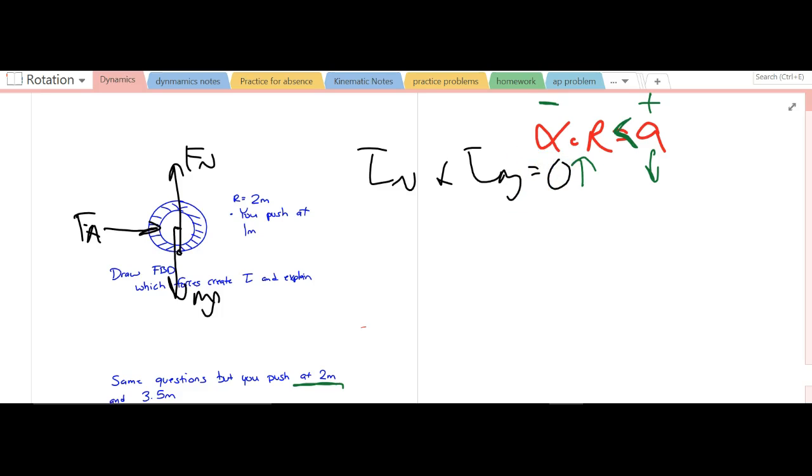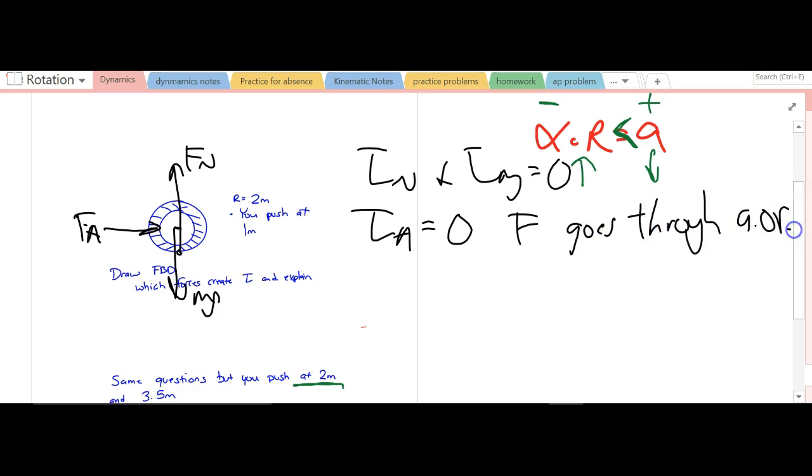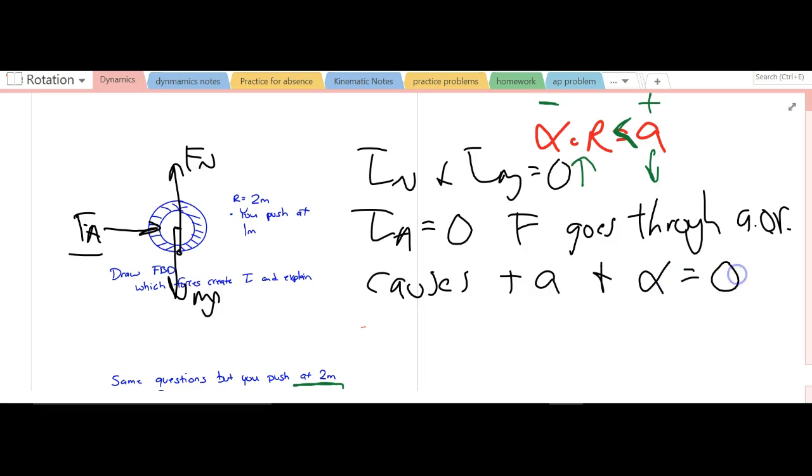Because they both go through the axis of rotation. Okay? Now, torque done by the applied force, that also equals 0 because force goes through the axis of rotation. Again, if you want to talk about lever arm, you could say lever arm is 0. Okay? So now, what does the force applied do? The force applied causes a positive or rightward acceleration, and the alpha is 0.